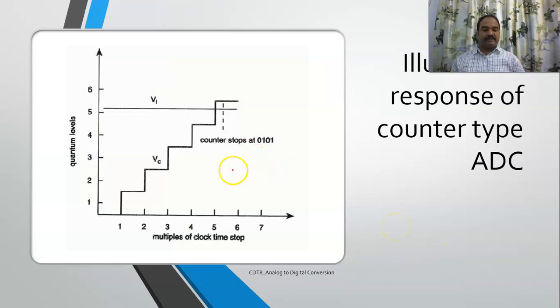See, this is a representation. See here, for an equivalent of 5, this has been given, right? So initially VC was 0, next 1, next 2, next 3, next 4, next 5. Right. So automatically what happens? The counter stops at 0, 1, 0, 1 because there is no further improvement.